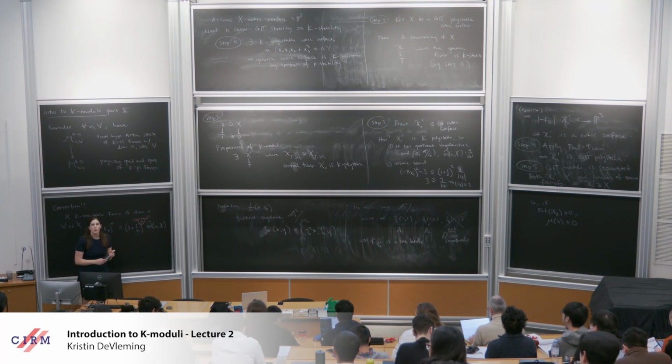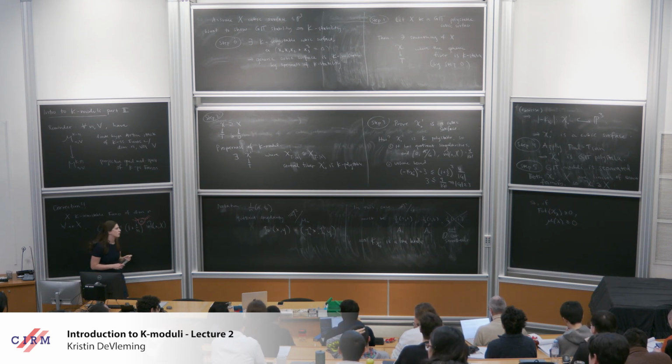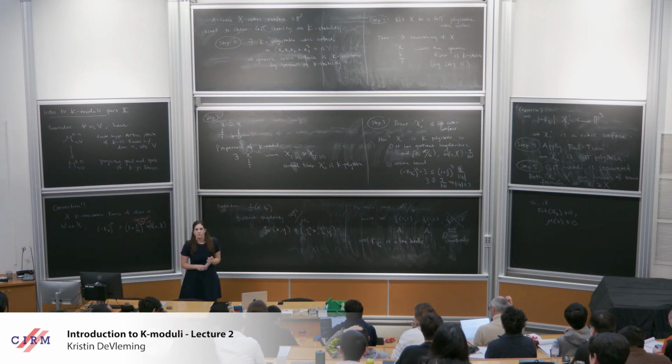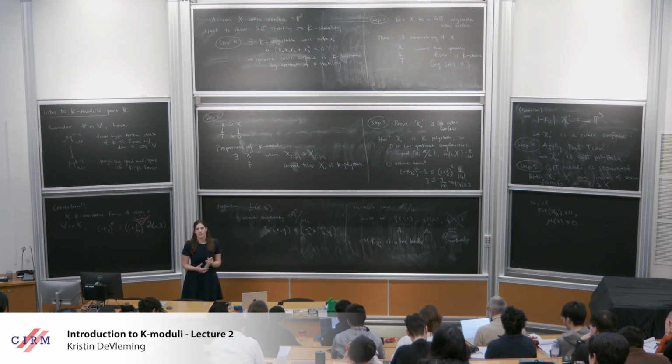Yeah, it's only for cubics. This is false for non-cubics. For quartic hypersurfaces, this is false. For example, you can have GIT semi-stable quartics that are non-reduced. So in particular, they can't be K semi-stable.